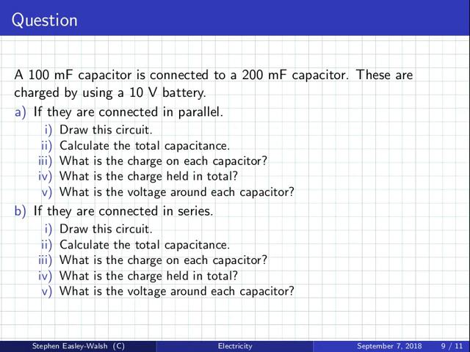Got the total? So let me do the total. So it'd be 1 over 100 plus 1 over 200. So that's 3 over 200. 66 millifarads, is it? Yes. What answer did you get? You got 66 about? 66. Yeah. I got 15. 15. Same.